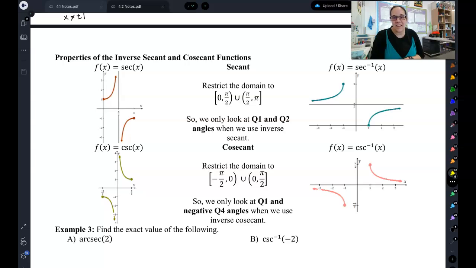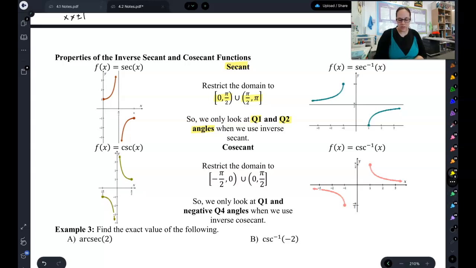Let's look at secant and cosecant. Now, because secant and cosecant are paired with sine and cosine, we basically use the same restrictions. So for secant, I'm going from 0 to pi halves and pi halves to pi, which would be quadrant 1 and quadrant 2 angles. Basically the same as cosine, because secant is the opposite of cosine.